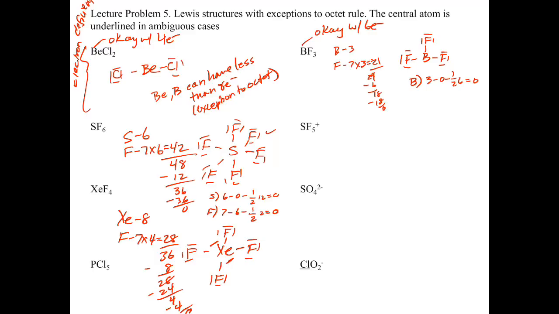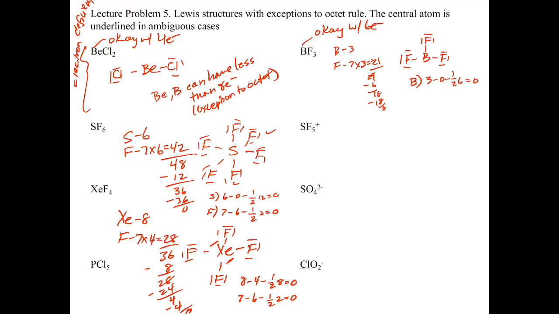So let's do some formal charge calculations. For xenon, we have 8 minus 4 for the lone pairs, minus 1/2 of 2, 4, 6, 8, which is going to give us 0, so that's good. And for a representative fluorine, we're going to have 7 minus 6 minus 1/2 of 2, which is also going to equal 0. So that is a good structure for xenon tetrafluoride.